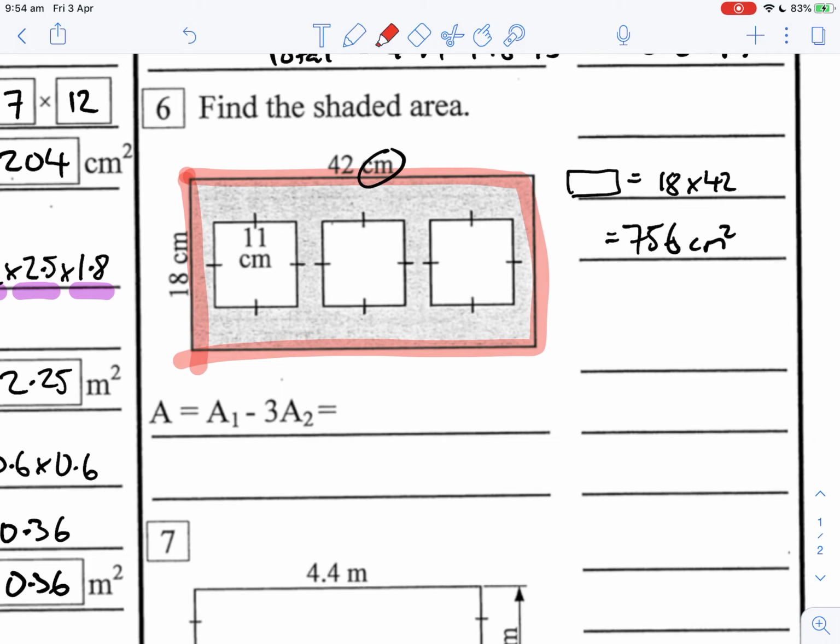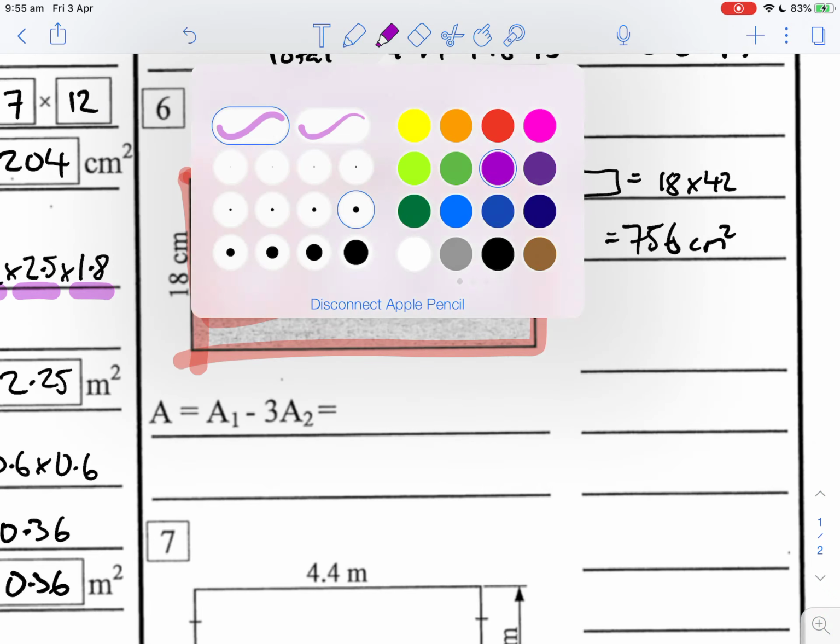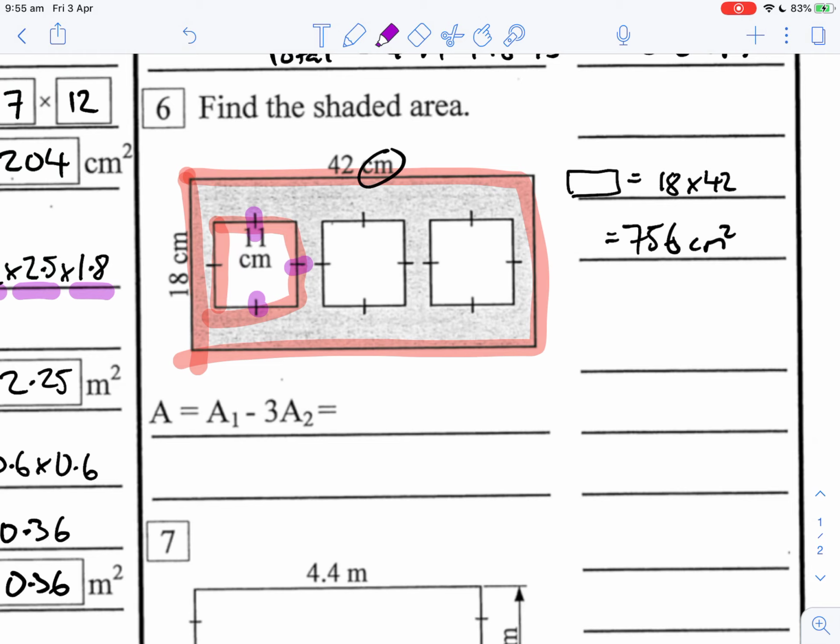And then I need to subtract each of the squares, and all the squares are the same, and we can see that because they've all got these same little markers, and they indicate that my measurements are the same. So each square, I'll do them separately, each square is going to be equal to 11 times 11, and so each square is 121, and I've got 3 of those. So if I times that by 3, that tells me that all of my squares together would be 363.